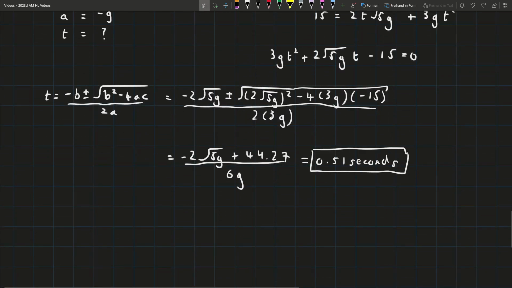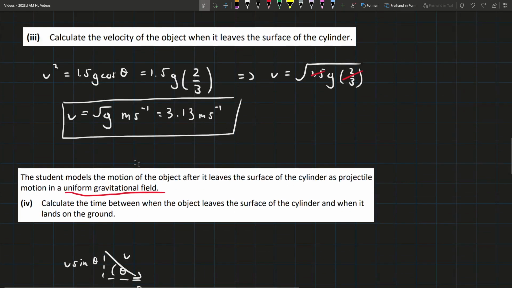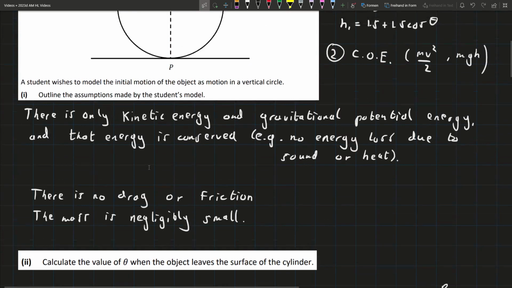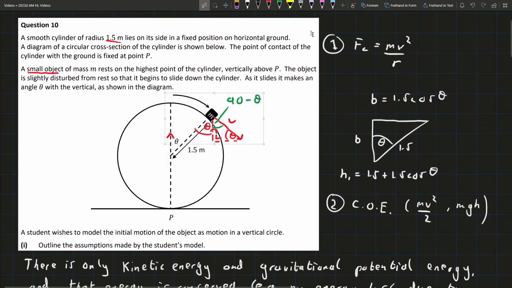And finally, part 5 asks us to calculate the horizontal distance between the point P and the point where the object lands on the ground. So the point P, I believe, is just when it leaves the circle. Oh no, wait, point P is just there. So let's do an extra bit of geometry here.